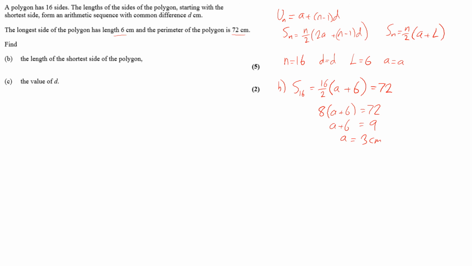I suppose if we know that the last term is 6, then we also know that's the 16th term of the sequence. So we could use U16 and say this is equal to A plus 15D. We also know A is equal to 3, so we can say 3 plus 15D. And then we could subtract the 3, so 3 is 15D, divide by 15, so we'll get the common difference there is 0.2 centimeters. And there you go.